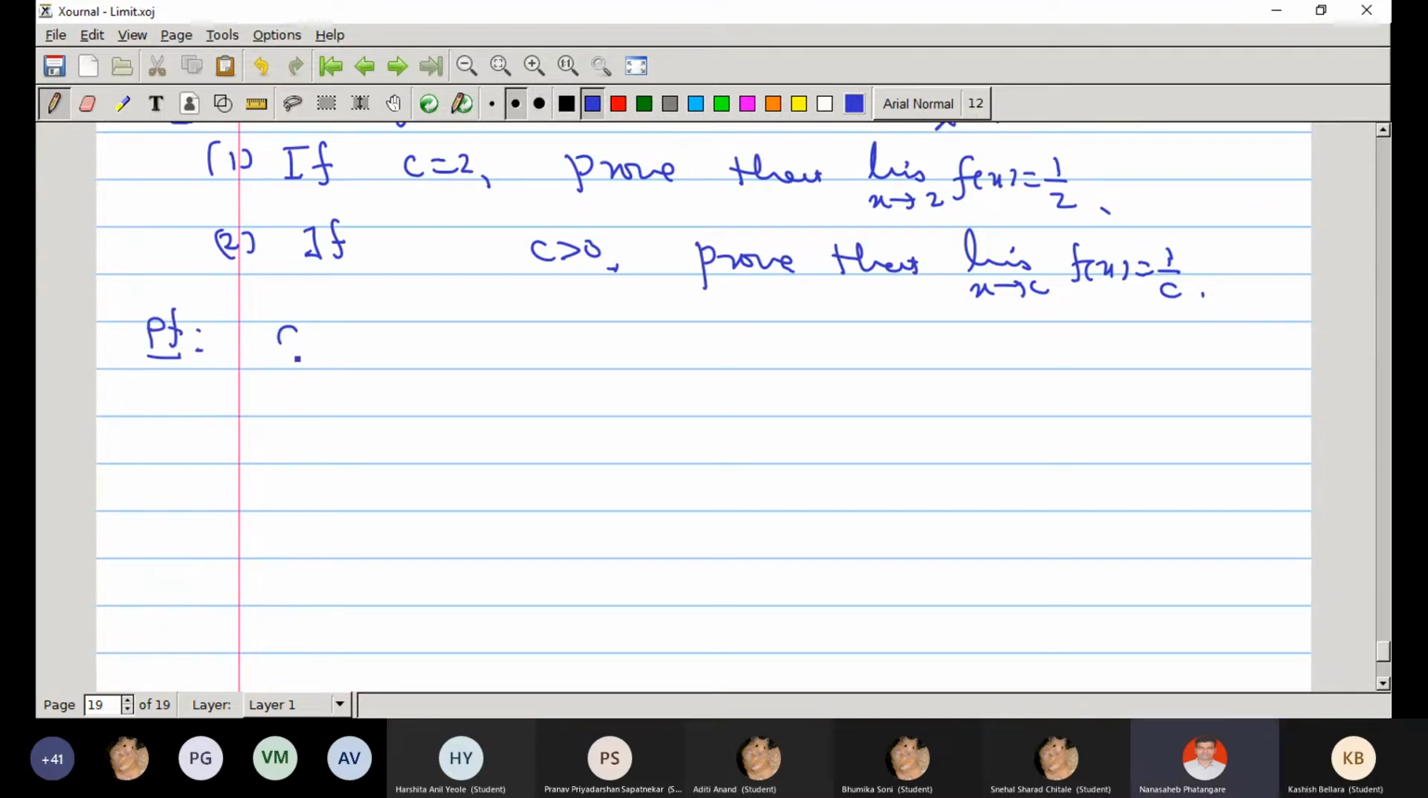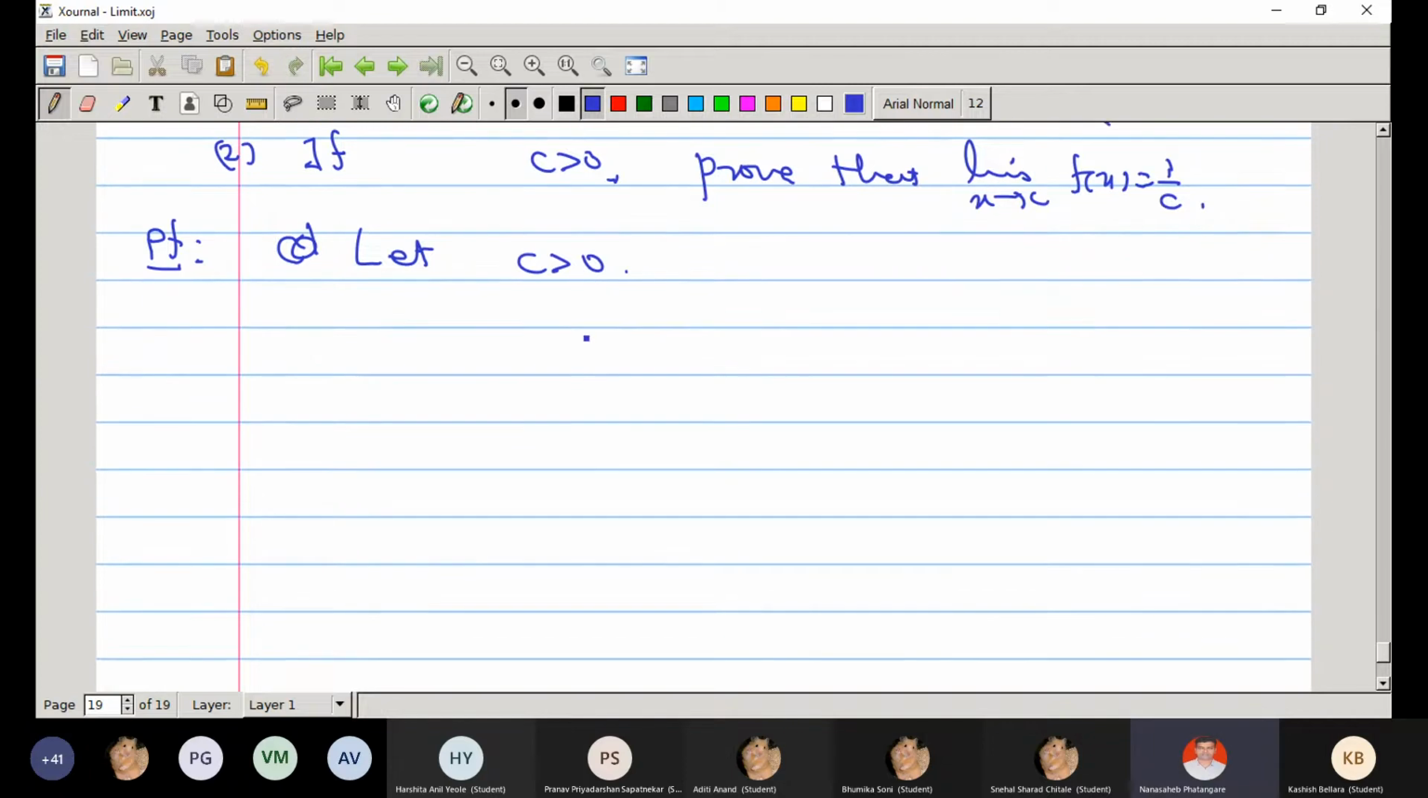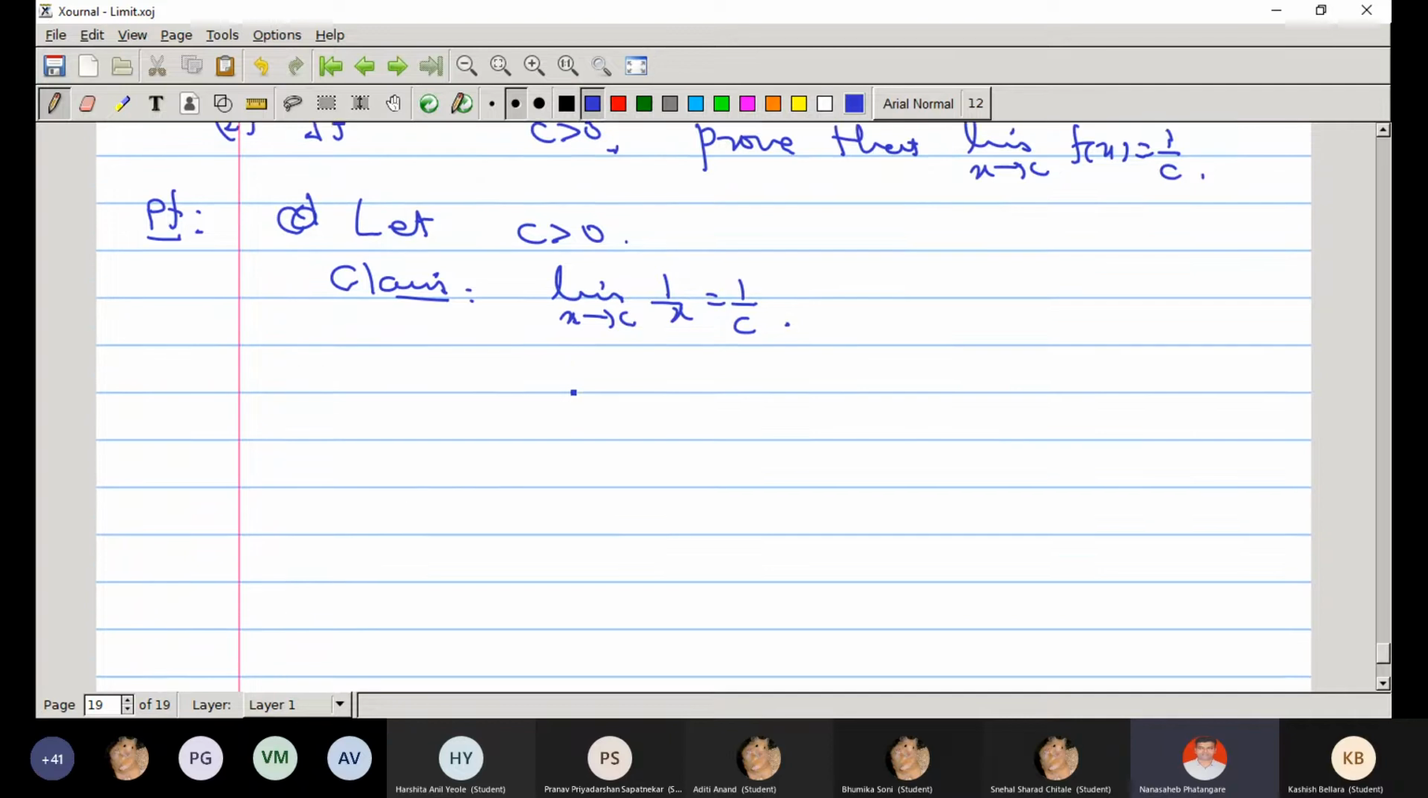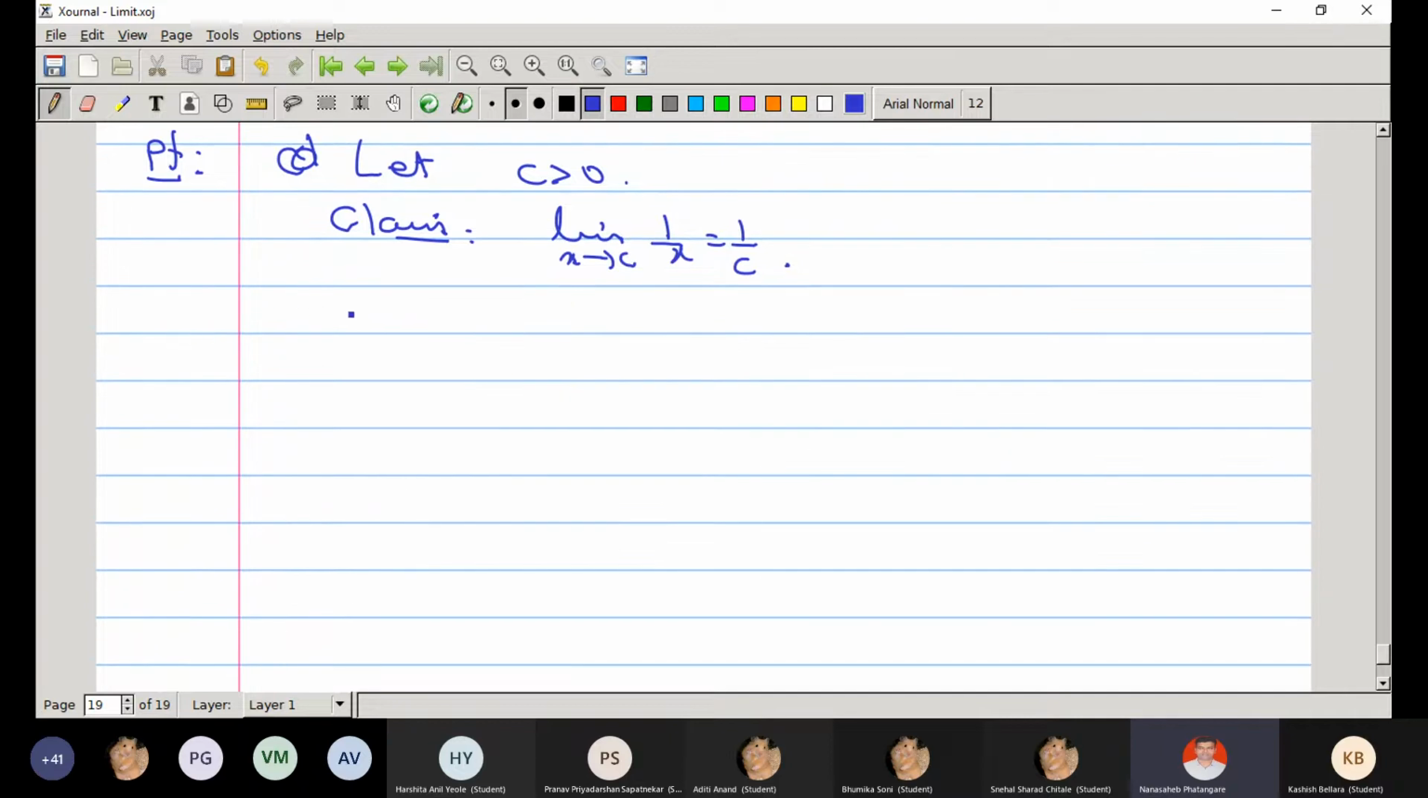Okay, what is our claim? Let us say c is positive. Choose any number c which is positive. And what is our claim? The limit as x tends to c of 1 by x is 1 by c. This is our claim. That is, we claim that.